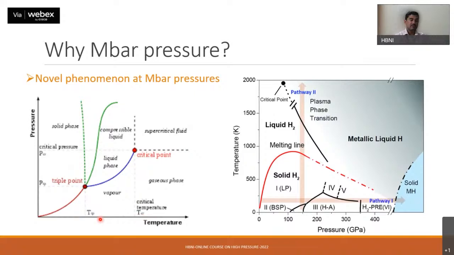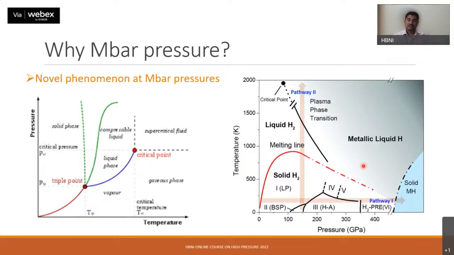Generally we think that just by decreasing the temperature, water becomes ice. It's not only that; by increasing the pressure, even at room temperature, you can make it ice. And ice can have different kinds of phases, more than 30 phases, with pressure and temperature.